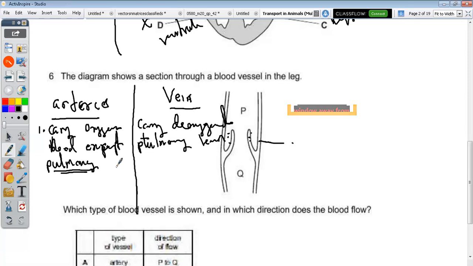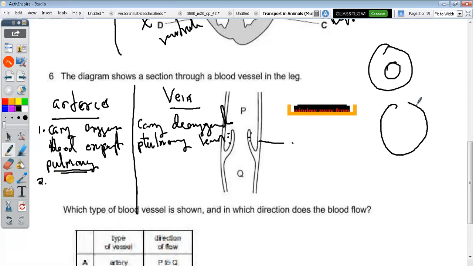Then which one did I say has got a small lumen and which one has got a large lumen? Lumen is an opening. I even showed you a diagram like this. I said in an exam you can get something like this, and you're asked which one is the artery, which one is the vein. What did I say about the lumen? It is this opening here.